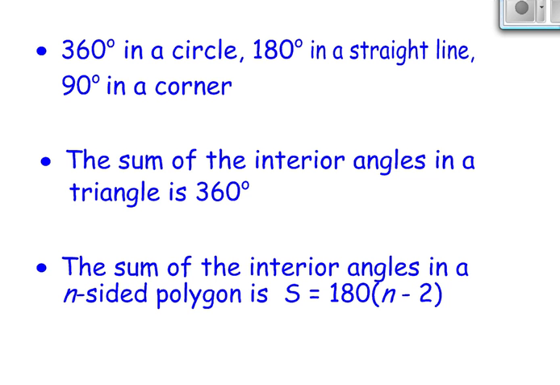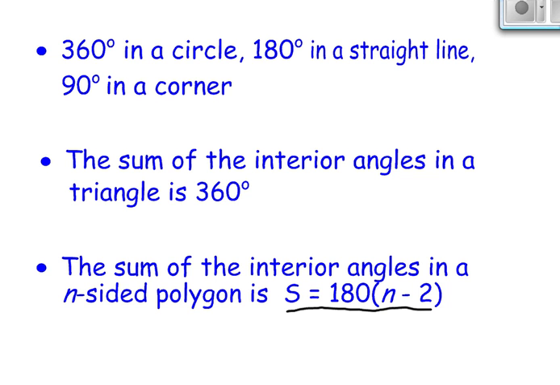For example, there are 360 degrees in a circle, 180 degrees in a straight line, and 90 degrees in a corner. We reviewed that the sum of the interior angles in a triangle is 180 degrees, and that the sum of the interior angles in an n-sided polygon is given by this formula.